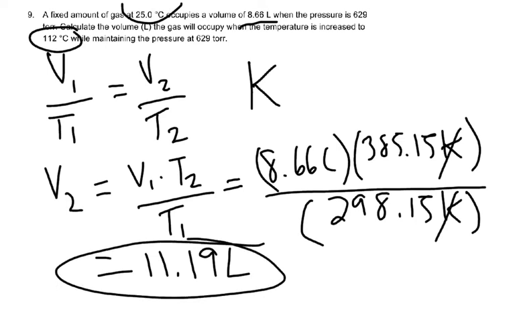Okay, so volume and temperature are proportional. So if temperature has decreased, volume's going to decrease. If temperature increases, volume's going to increase. So we go from a low temperature to a high temperature, so we expect for volume to increase. Volume goes from 8.66 liters to 11.19 liters. So our sensibility about this question is helping us determine whether or not this answer is reasonable, and in fact it is.